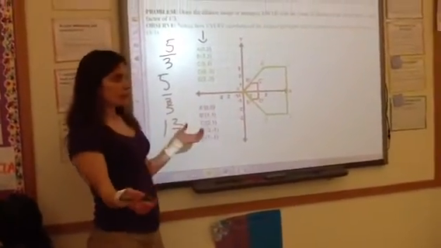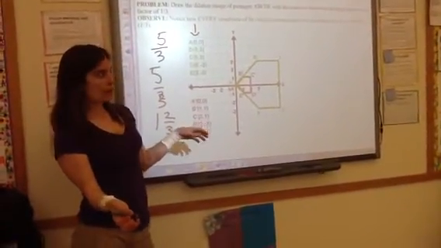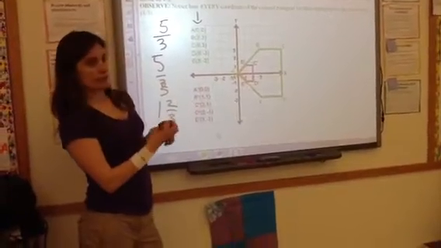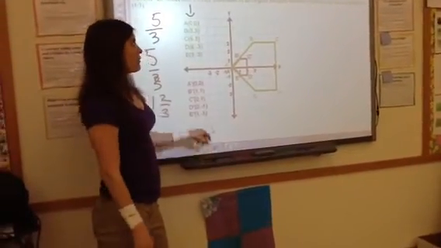So you can make it larger, with a scale factor that's a number greater than 1. You can make it smaller, which is a scale factor between 0 and 1.